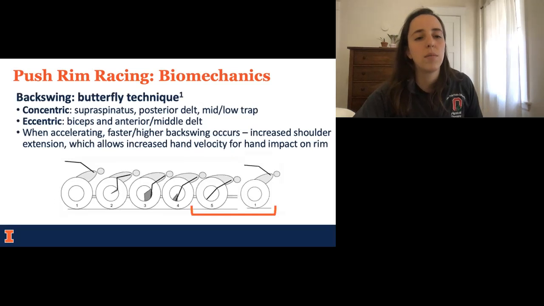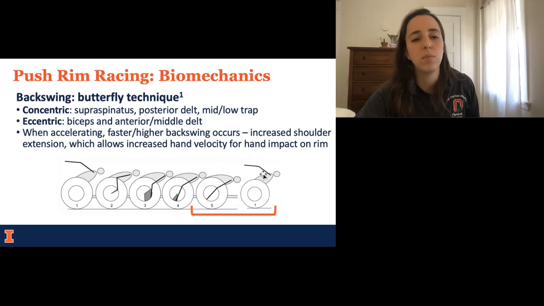The last phase we'll talk about is the backswing. This is where you're going from cast off all the way back to your peak shoulder extension when you can start acceleration again. This is called a butterfly technique. Concentrically, what's happening here, you're using your supraspinatus, posterior delt, mid and low trap.